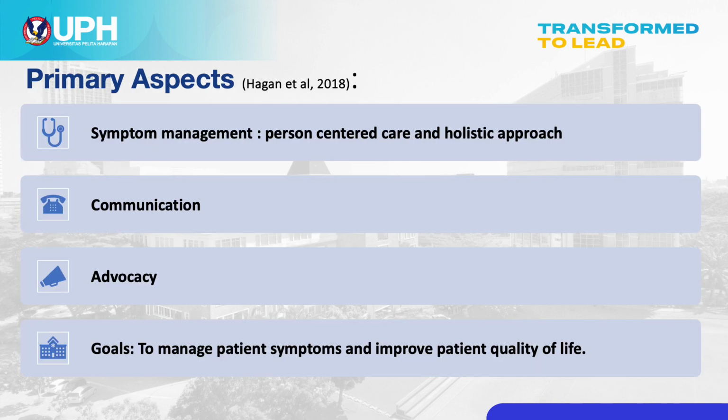These are primary aspects from the research by Hagen et al. in 2018. The first one is symptom management. Remember to do person-centered care and a holistic approach to the patient and then to the family. The second one is communication. The third one is advocacy. And remember, the goal is to manage patient symptoms and improve quality of life.